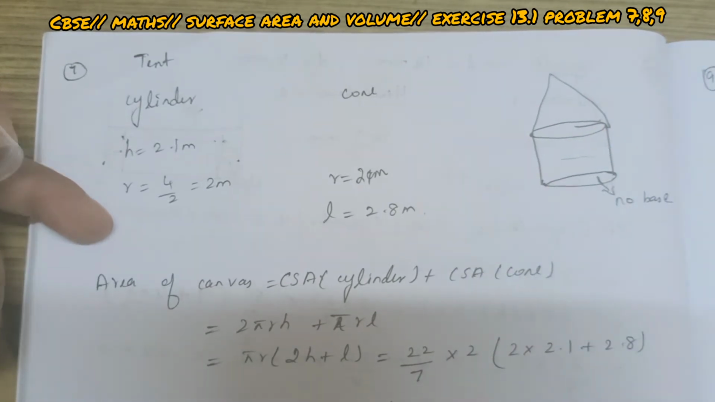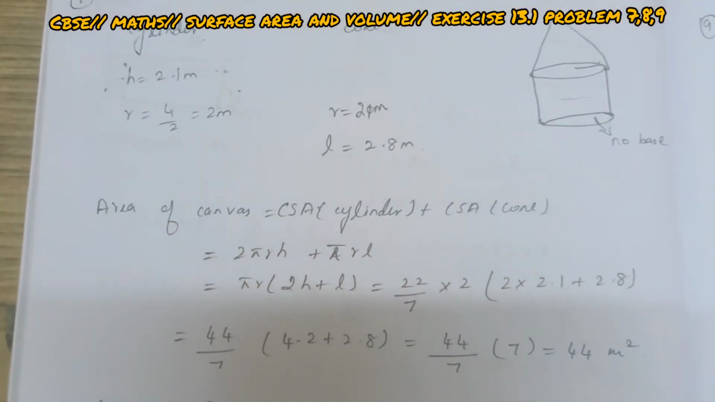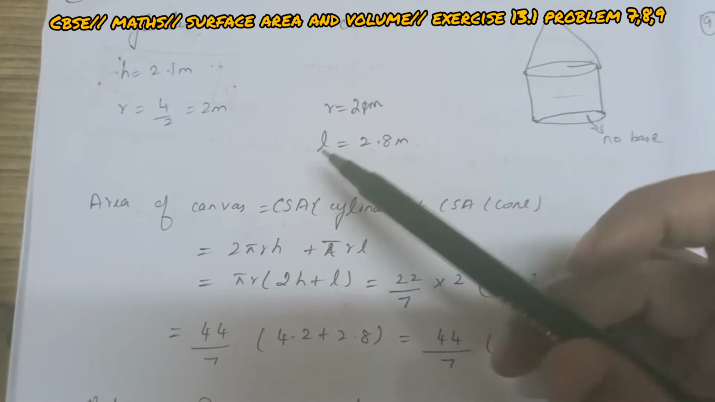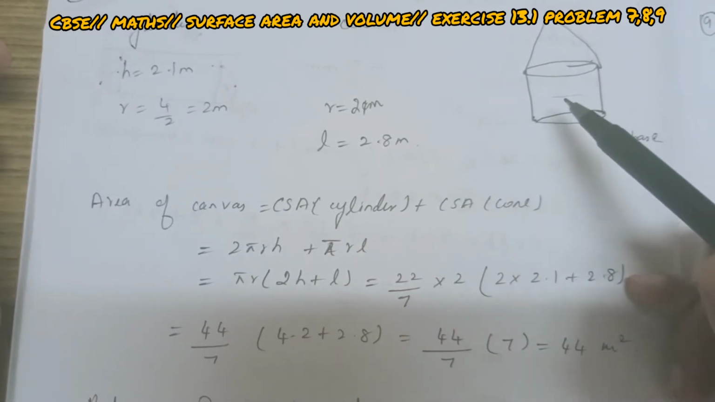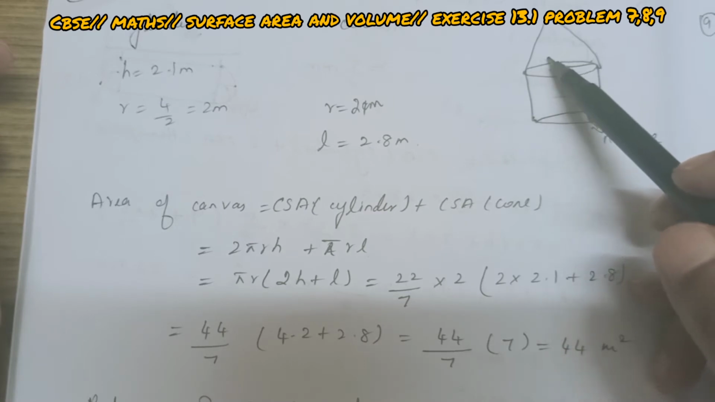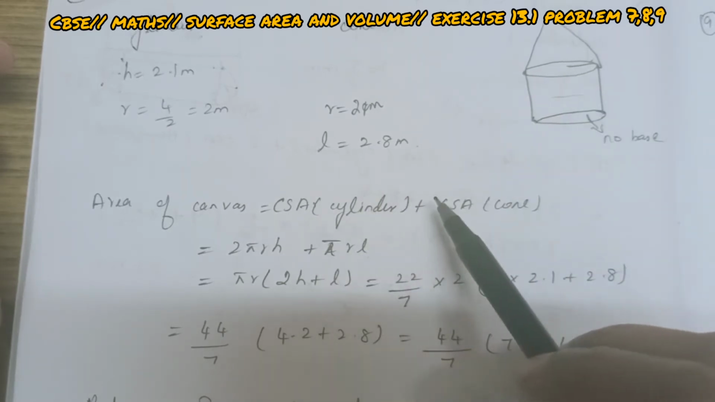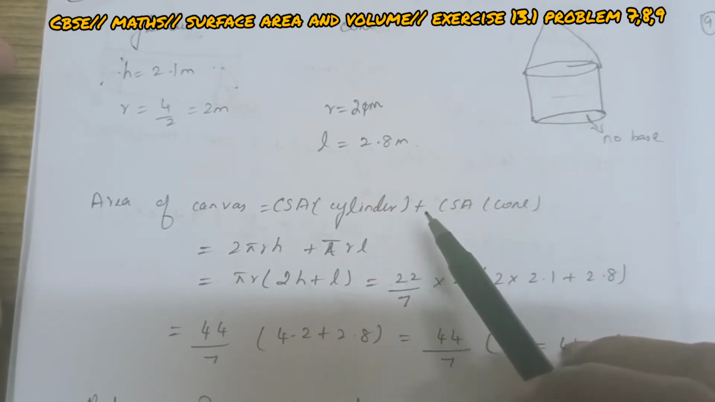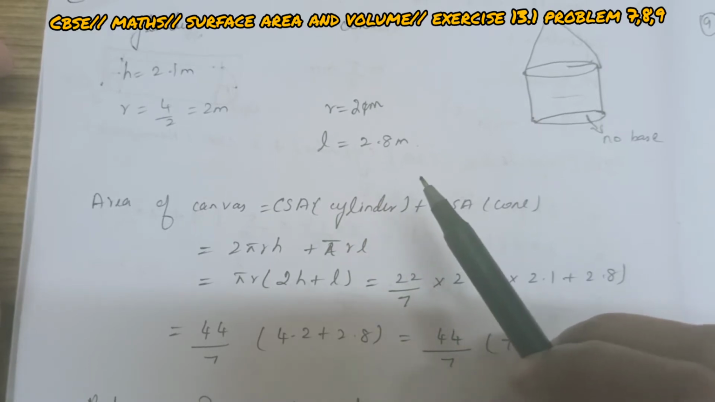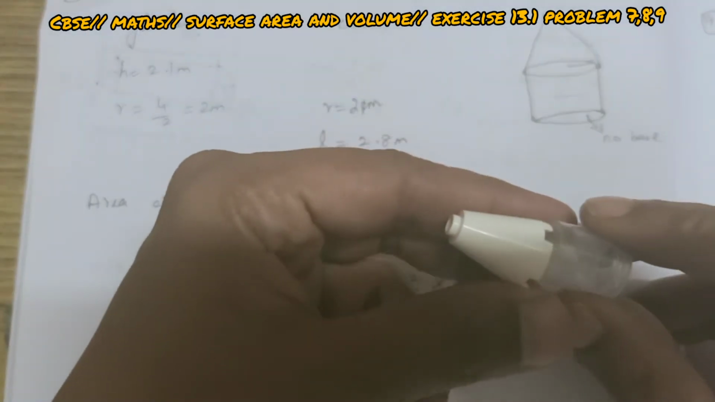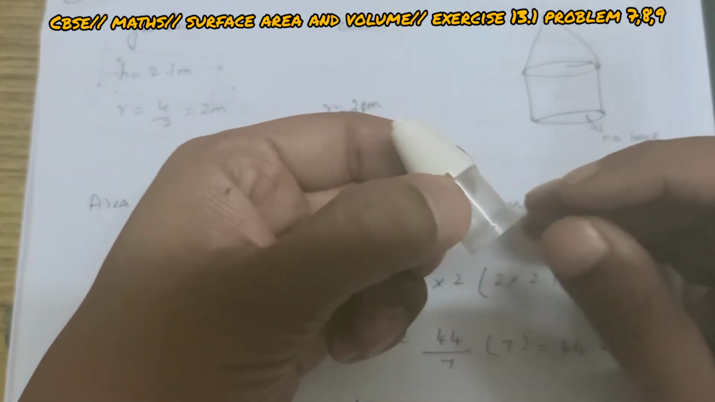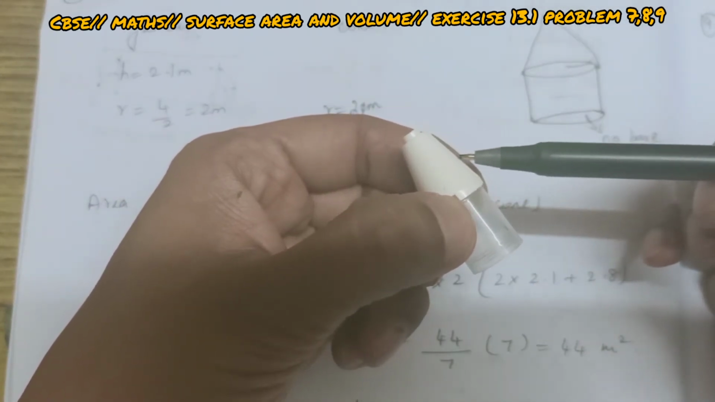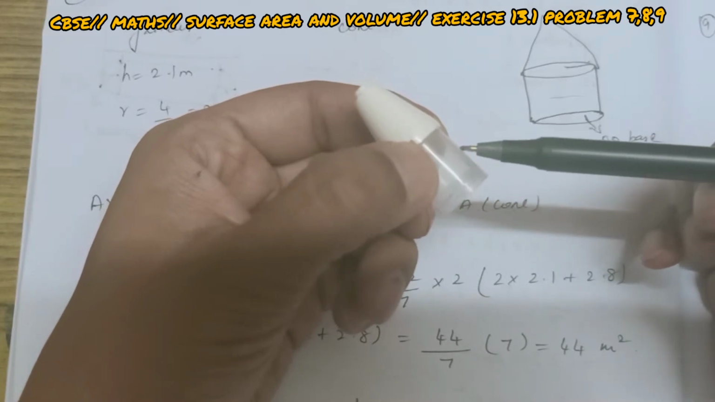We are asked to find the area of canvas that is required to make the tent. So area of canvas, I have written the formula like this: area of the cylinder plus area of the cone. CSA of cylinder plus CSA of cone. In both the cases, I have not written the TSA. The reason is, see here I have something resembling the tent given in our question. This portion is the cone and here we have the cylinder.